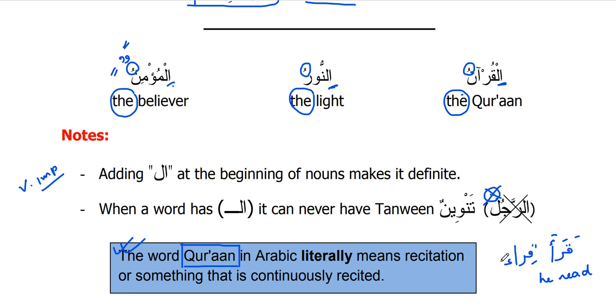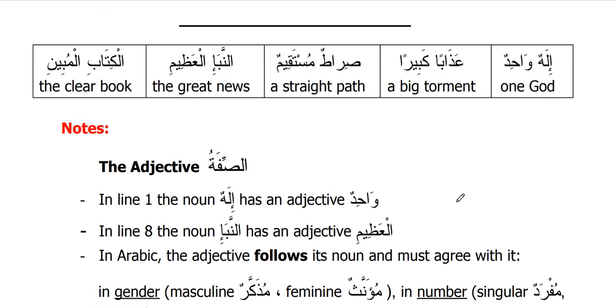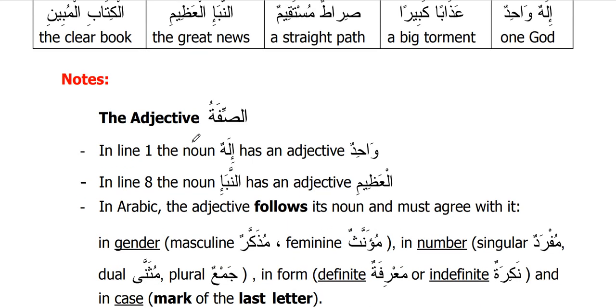Qira'ah. Qira'ah means the reading, and Quran becomes the object which is read continuously. So the word Quran comes from the verb qara'a, so it all goes back to the past tense actually. Now, the most important topic in this lesson is the adjective, and we will do this inshallah.